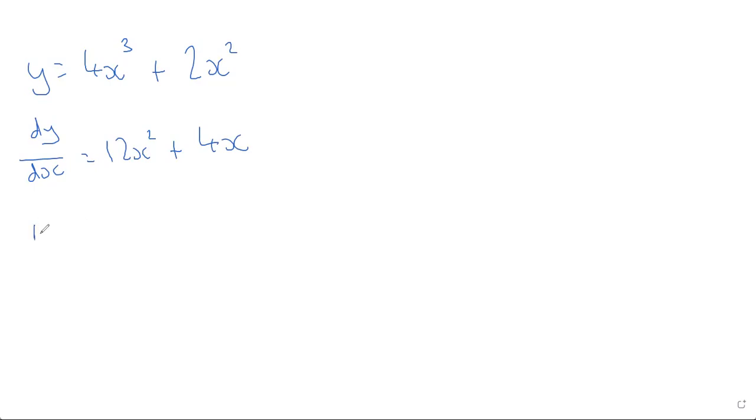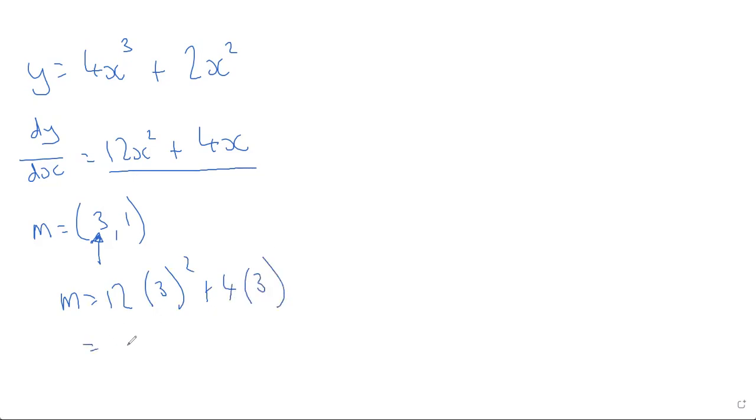Now, if I want to find the gradient at the point, let's say 3, 1. I want to find the gradient when this is a point. So what would I do? Plug what in? Just x, right? Because this is x, y. So all I care about is putting x into this formula. So the gradient at this point is 12 times 3 squared plus 4 times 3. So we've got 12 times 9 plus 12.